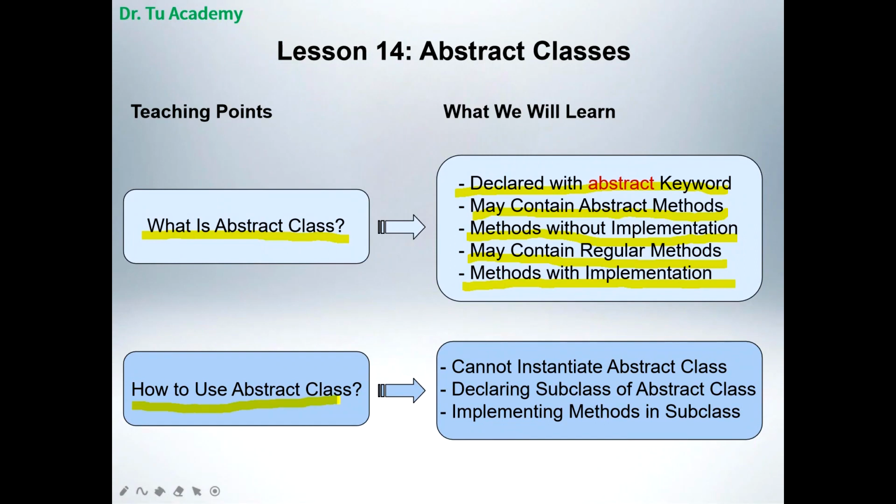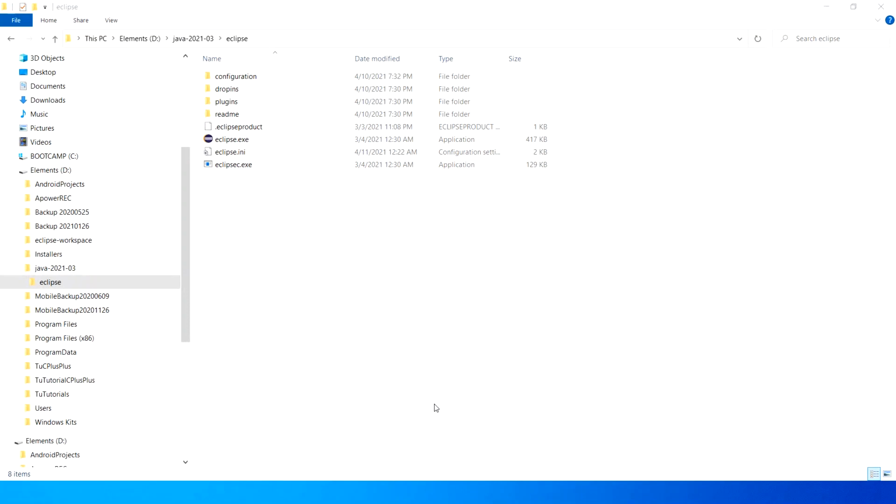So how to use abstract class? First, we cannot instantiate abstract class. So to use abstract class, we have to declare subclass of abstract class and implement those abstract methods inside the subclass. Now let's double-click eclipse.exe file.